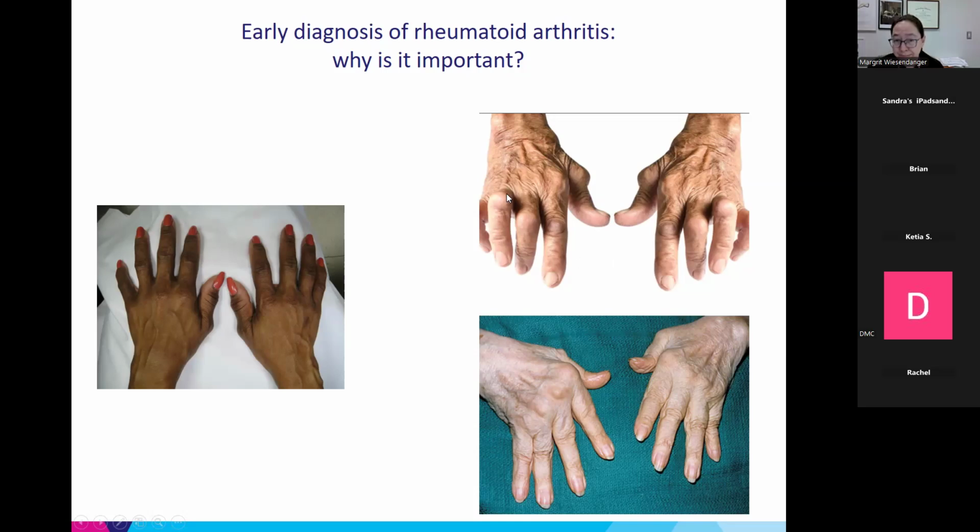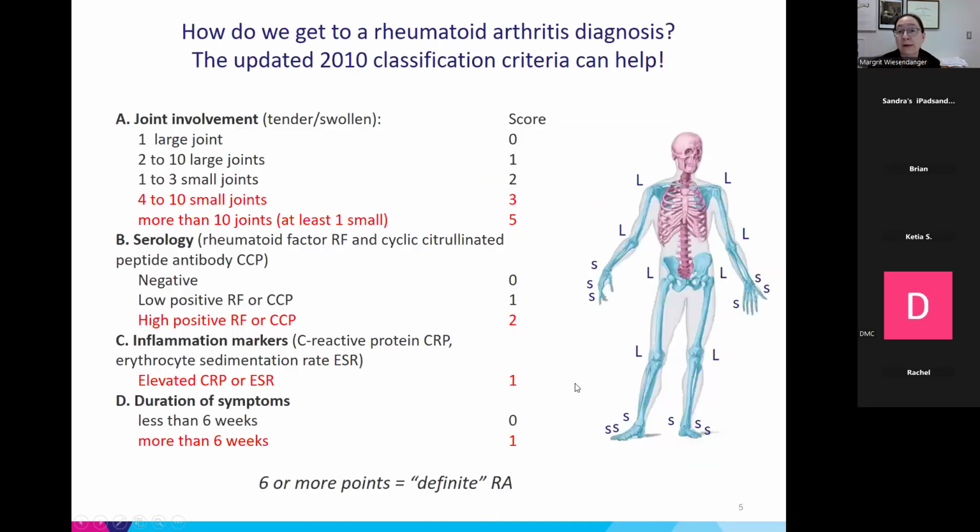There can be some fusion or flexion deformities of some of the joints, or in this case, the ligaments are no longer functioning to hold the bones in a straight line. So now you have unopposed action of the tendons on these digits, and it's sort of pulling everything to the side.